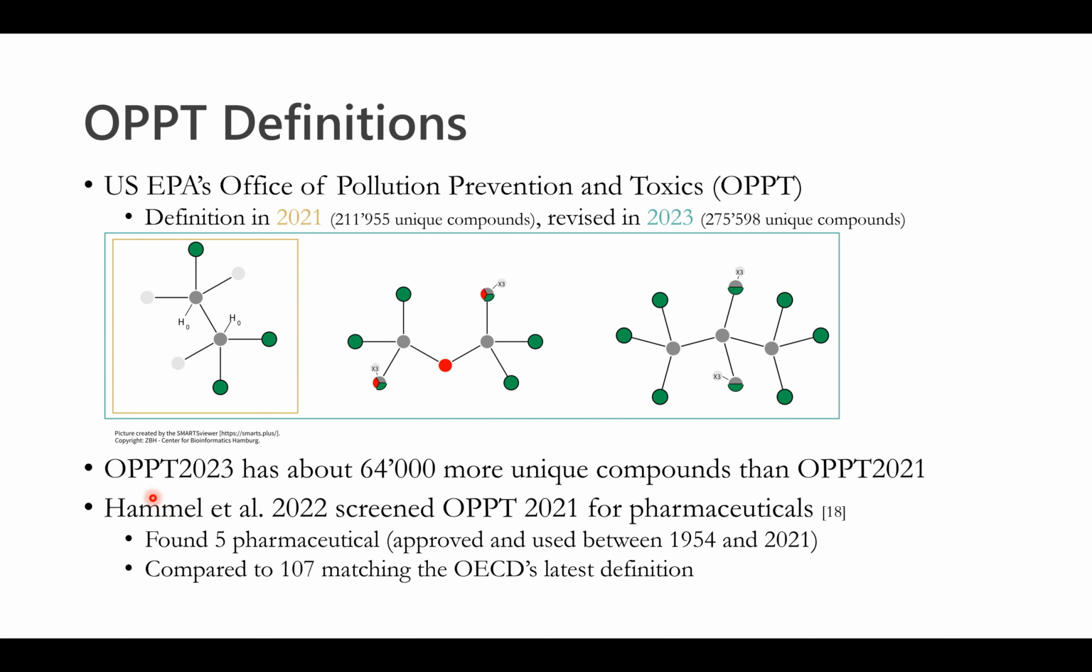In 2023, the same office updated its definition to include 2 more substructures, these 2, in addition to this one. And this new definition adds about 64,000 compounds to the previous definition. In comparison to the OECD list, Hammel et al. found that only 5 pharmaceuticals in use between 1954 and 2021 were matched by the OPPT 2021 definition, in comparison to more than 100 pharmaceuticals that were matched by the OECD definition.